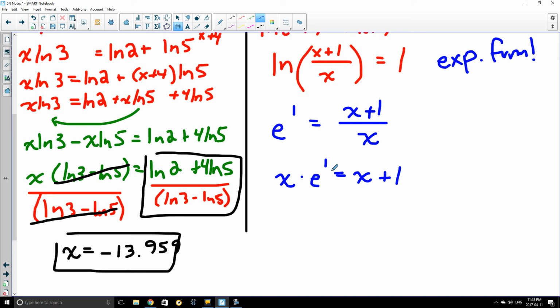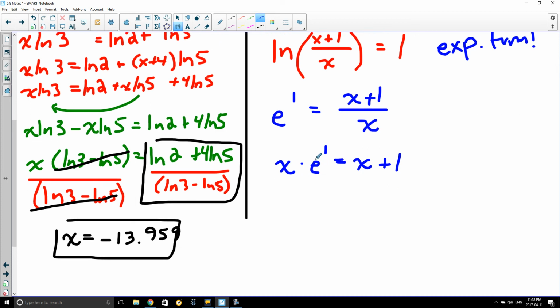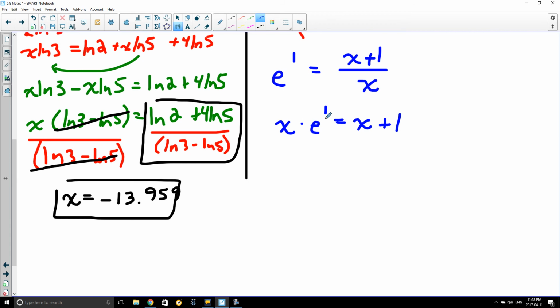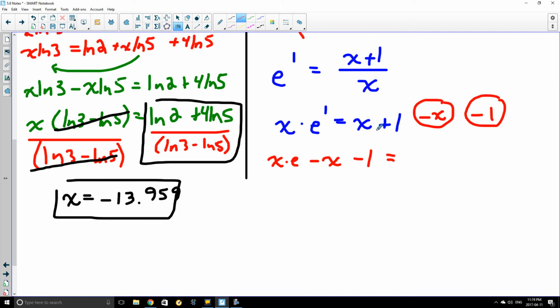So we're just going to have to move everything over to the same side. I think I'm actually going to move everything to the left-hand side. So I'm going to subtract x, and I'm also going to subtract 1 from both sides. So I'm going to get x times e, then subtract x, subtract 1, and don't forget on the right-hand side we have 0. Okay, now this is looking really ugly. I would like to solve for x, so I actually made a mistake. I should have left the 1 on this side.